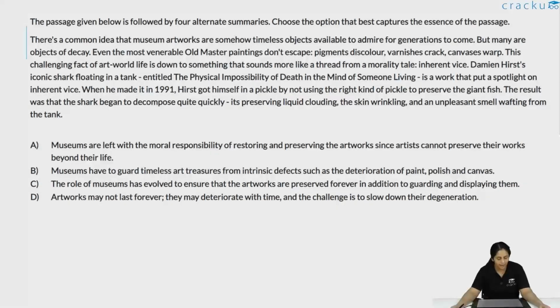I'm Sayali Kal. In this particular video, we'll be taking a look at a para-summary question. So let's first take a look at the paragraph.